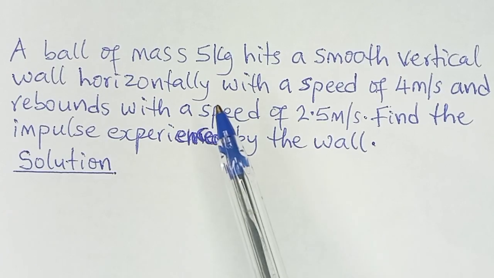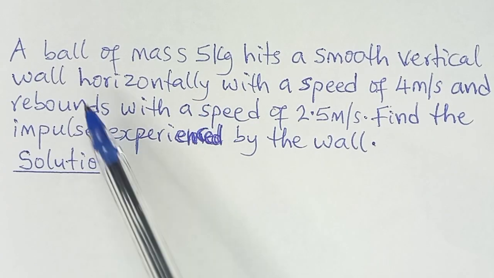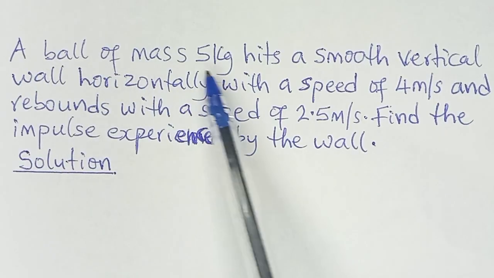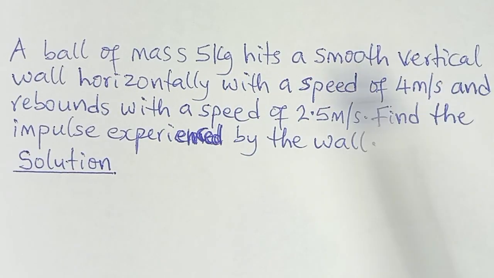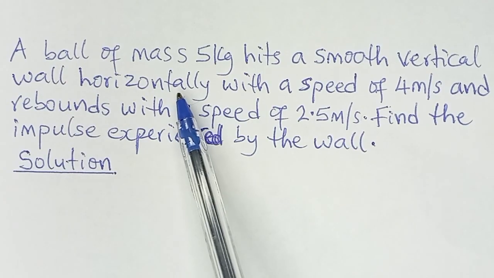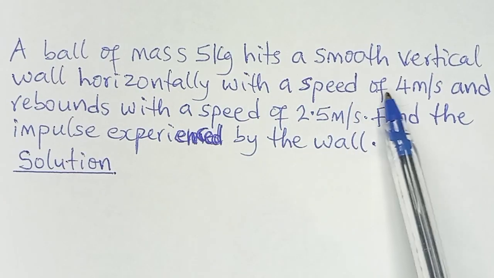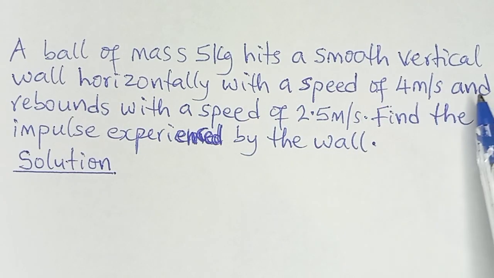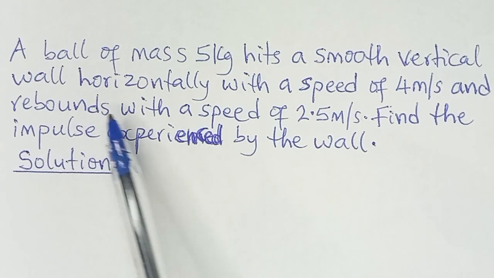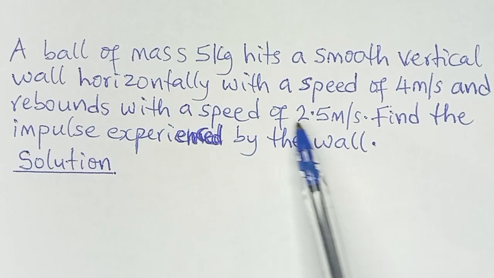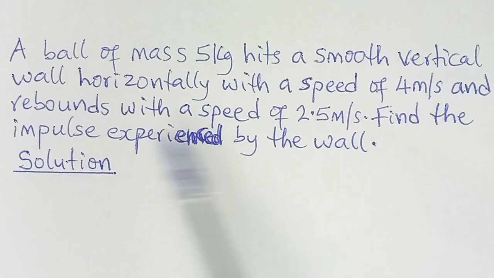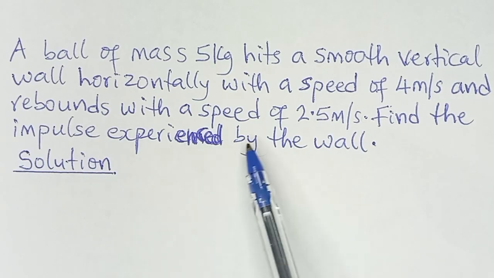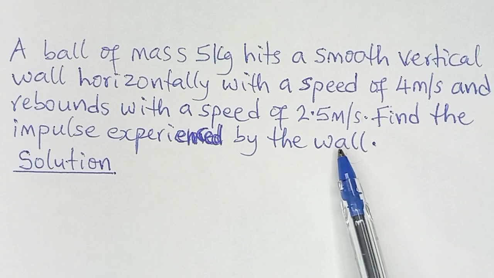Hello, you are welcome. The question here says a ball of mass 5 kg hits a smooth vertical wall horizontally with a speed of 4 meters per second and rebounds with a speed of 2.5 meters per second. Find the impulse experienced by the ball.